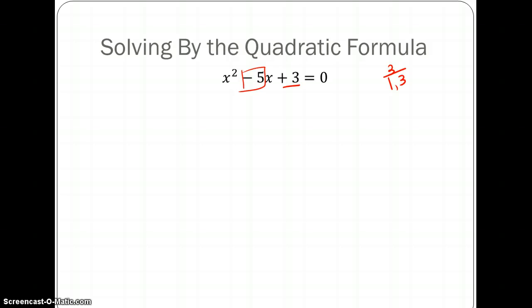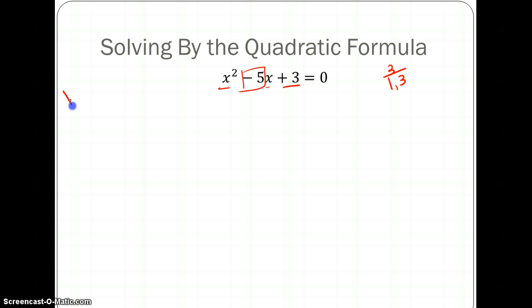Is square rooting going to work? No, because there's more than one x term here. So our only method left at our disposal, and our best choice, is the quadratic formula. If you remember from previous experiences, the quadratic formula is an ugly equation, but the pro is that it does work every time.